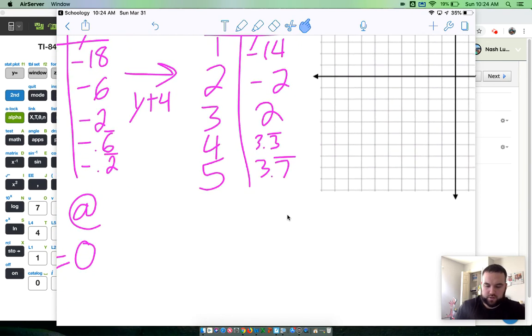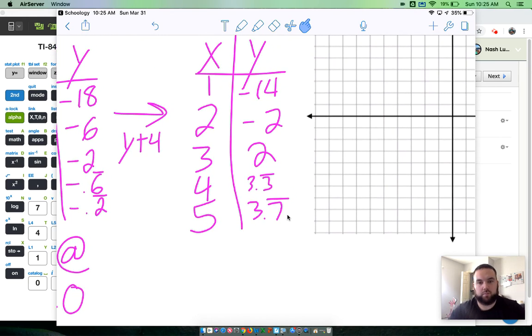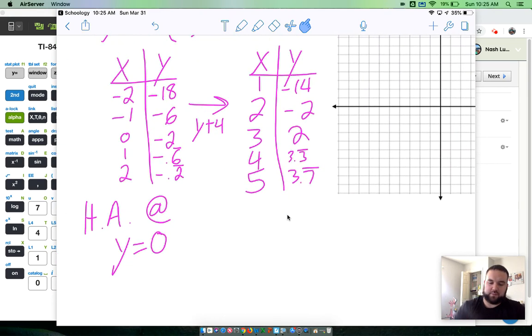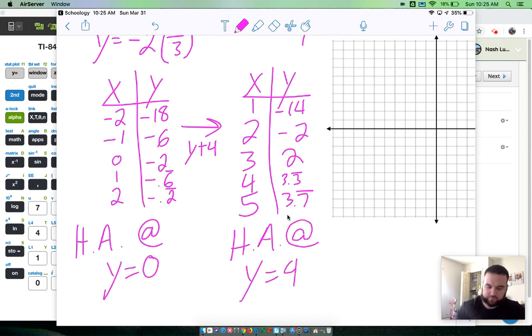Okay. Now if you look at the y coordinates, 3.3 repeating and 3.7 repeating are approaching 4. So what happens here is not only do the y coordinates increase by 4, so I'm adding 4 to the y's, that horizontal asymptote, that line that the graph is approaching, is going to also move up 4 units. So now that horizontal asymptote is going to be at y equals 4.